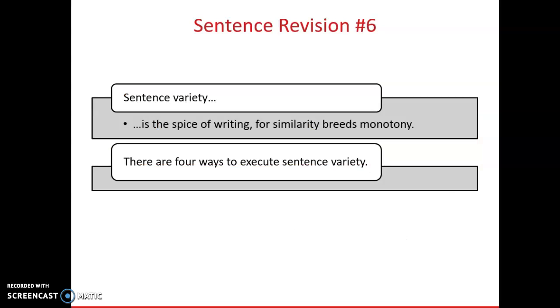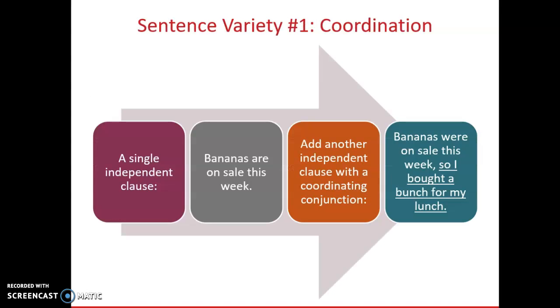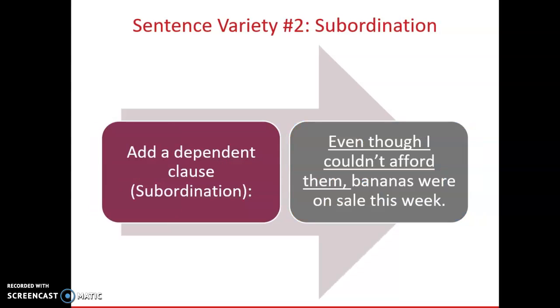Sentence revision number 6. Have sentence variety. Variety is the spice of writing, for similarity breeds monotony. There are 4 ways to execute sentence variety, so different kinds of sentences. Sentence variety 1, coordination. You have a single independent clause, bananas are on sale this week, and then add an independent clause with a coordinating conjunction. Bananas were on sale this week, so I bought a bunch for my lunch.